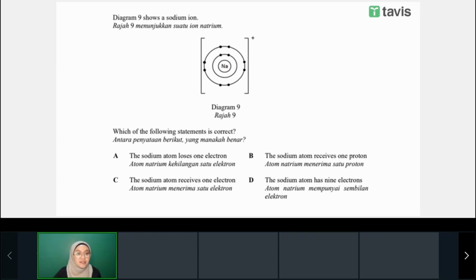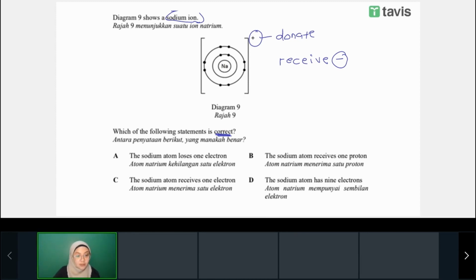Diagram 9 shows a sodium ion. We have a positive charge here. Just now I did talk that if you donate electron, it becomes a positive charge. If you receive electron, it will cause a negative charge. So, which of the following statements is correct? Okay, underline your keyword. They ask for the correct one.